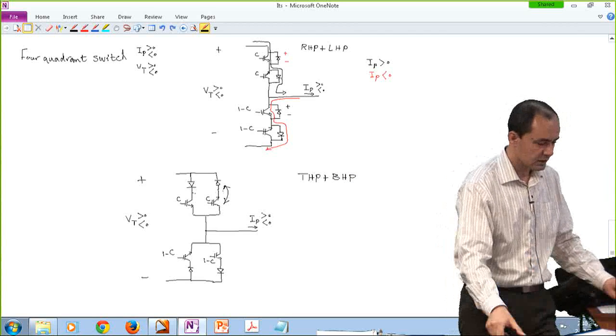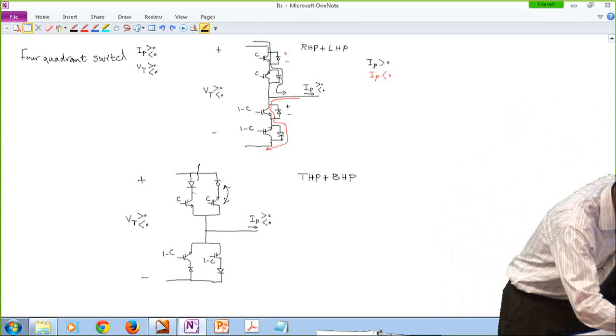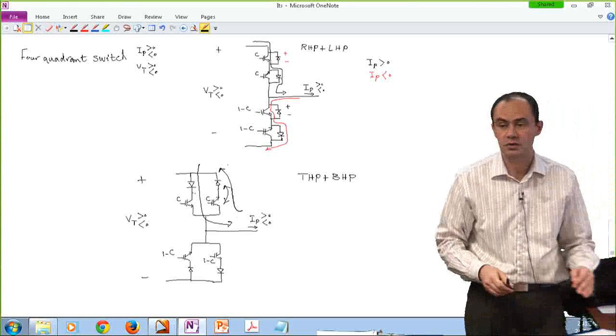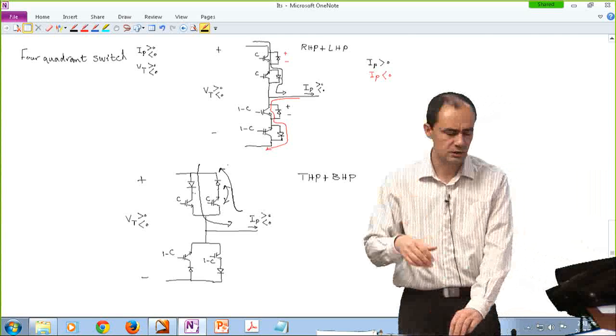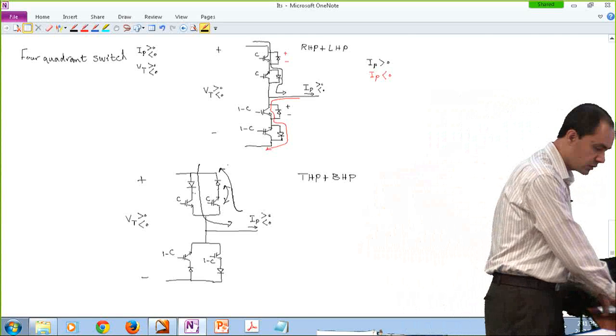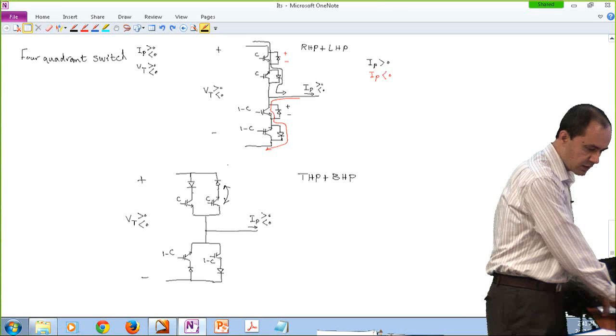For instance, if your current is positive, this will be the conduction. If it is negative, this will be the conduction for the top throw to be engaged, and things like that. So it's a little bit easier to imagine, but it's basically the very same exact thing.